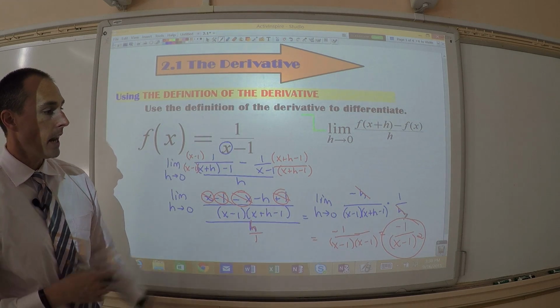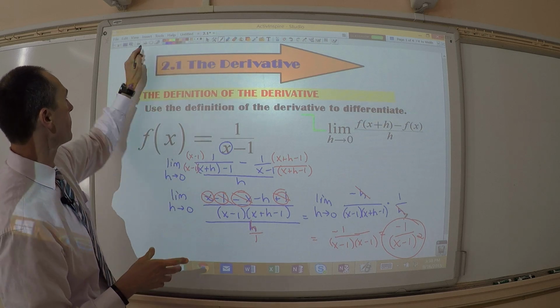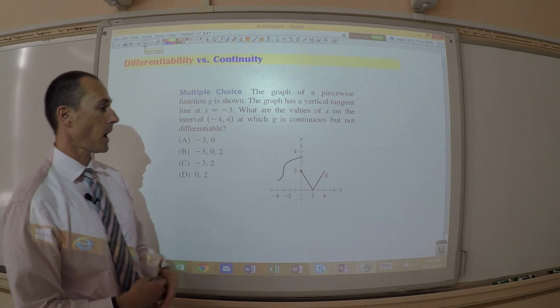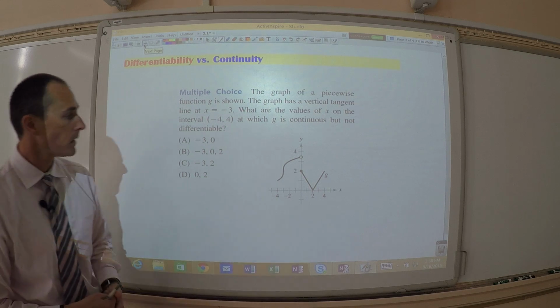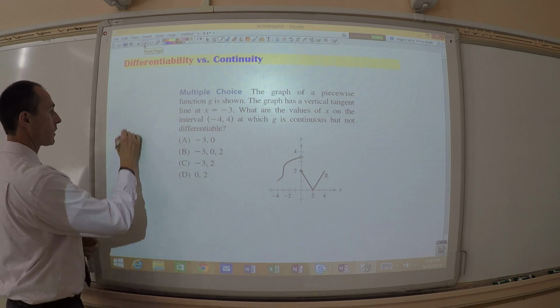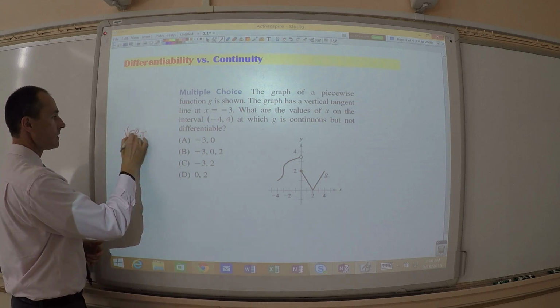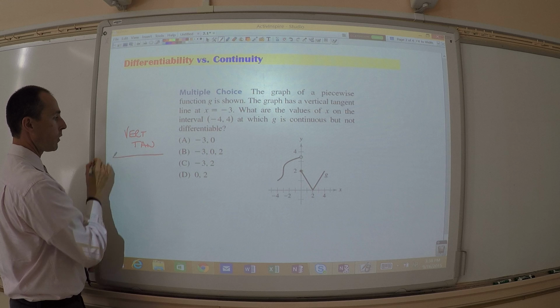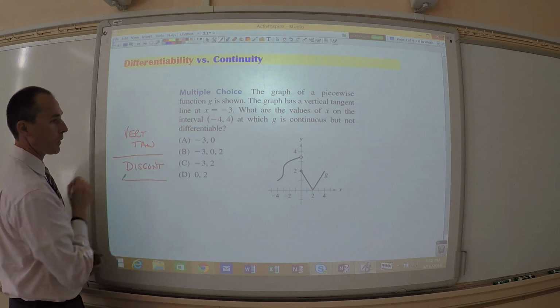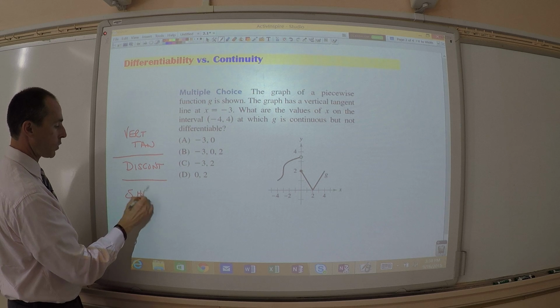Now, it's just as important to talk about times when functions are not differentiable. So we've seen situations where they're not continuous. Now we go to the next level, talk about places where they're not differentiable. So we have to watch out for vertical tangents. We have to watch out for discontinuities. And we have to watch out for sharp turns or corners.